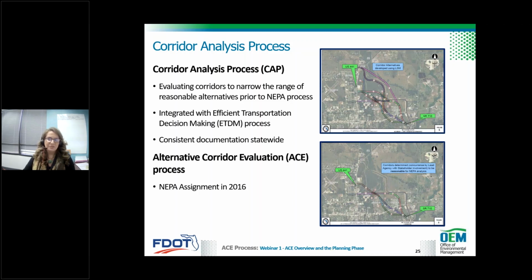So CAP was established to document stakeholder input, both agency and public involvement, as well as early project decision-making, and help to reduce delays. In 2012, the CAP process was rebranded as the ACE process. The process essentially stayed the same. The change of name provided a distinction between other process names. In 2016, Florida entered the NEPA Assignment Memorandum of Understanding with the Federal Highway Administration. So the process was updated to reflect the federal decision-making responsibilities assumed by the FDOT Office of Environmental Management.